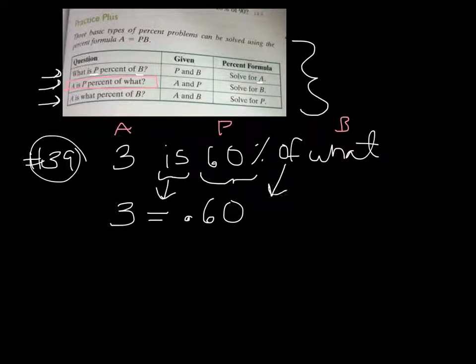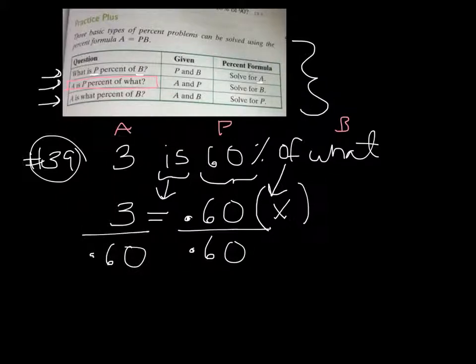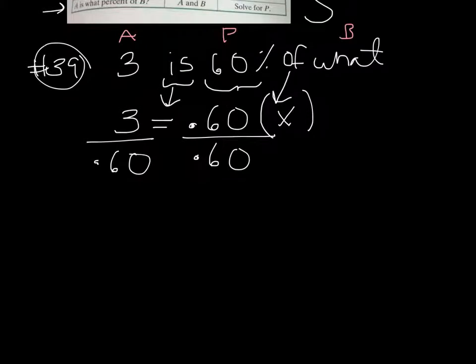Well, in mathematics, of means multiplication. So I'm just going to put parentheses. I don't want to write the dot and confuse it with the decimal. Of what? Well, I don't know. Call it X. I mean, you can call it B. It's fine. So then you want to solve for X. So, using your property of multiplication from chapter 6, I believe, right? You can divide both sides by 0.60, right?